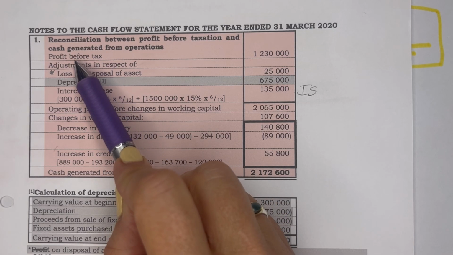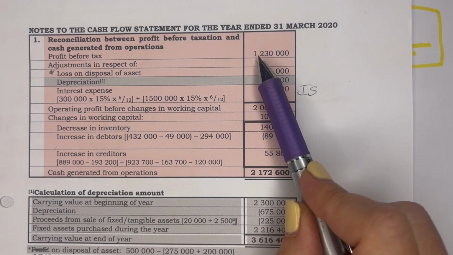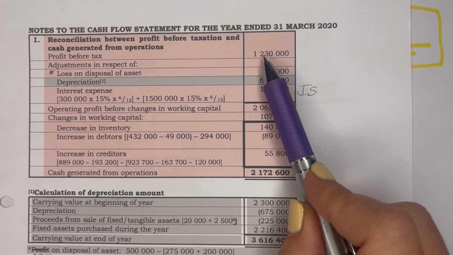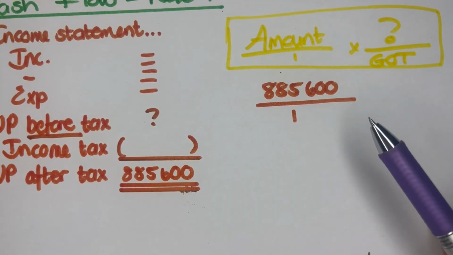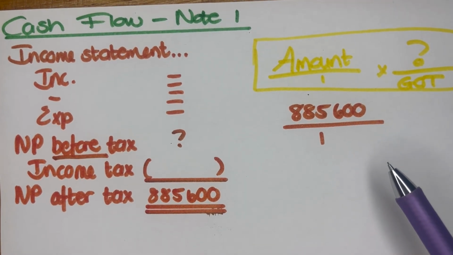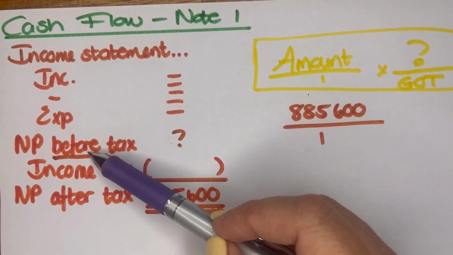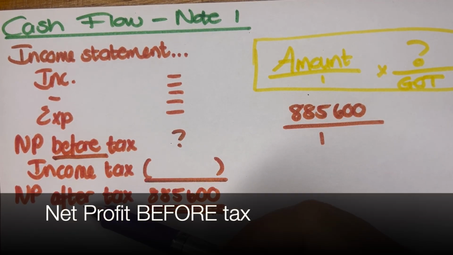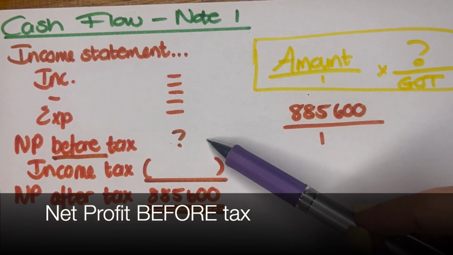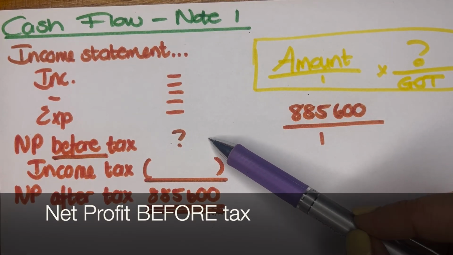So let's go to the big amount. Before tax was taken out, it was 1.2 million, and often you have to calculate this amount. Where will you find it? So let's say you've got an income statement and you've got all your income at the top and expenses. The last 3 lines is where you would find it. Net profit before tax, that's the one that you're going to use for the cash flow.